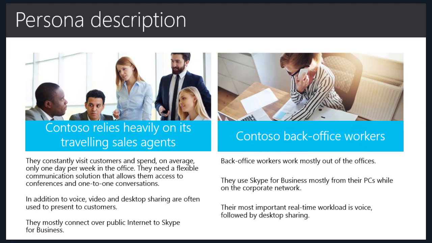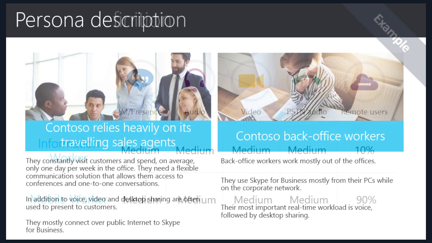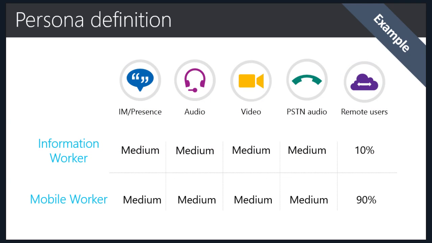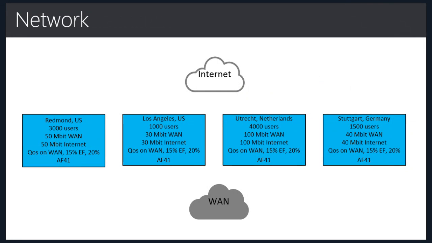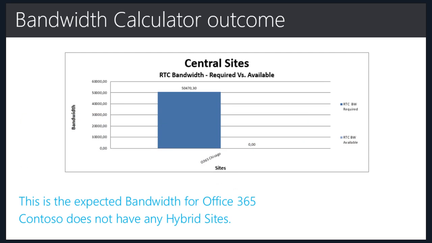So, Contoso, these were your personas that we've talked about, and you talked about your persona workshop before. These are the definitions of your personas. And Contoso will spend some time on discussing these, and it's a recap of what we've discussed in the earlier weeks. This was your network as you've described it to us, and this is the bandwidth calculator outcome. This is the amount of traffic you need. You don't have any hybrid site. This is the amount of bandwidth that we would require in total for Office 365.